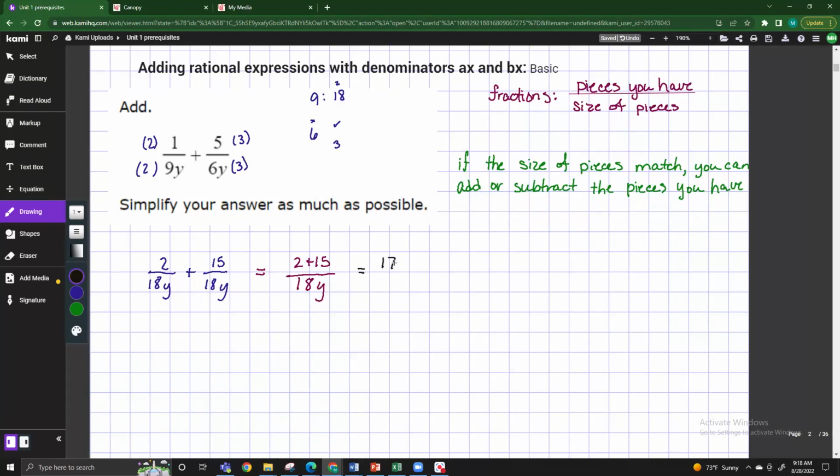So I have 17 over 18y. I would say, can I reduce those fractions, those numbers, and 17 and 18, nothing goes into, so that is a completed problem.